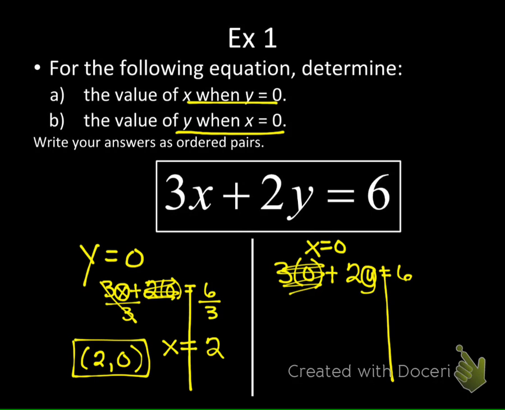Okay, so how do I get the y by itself? Don't you divide both sides by 2? And then when you take 6 divided by 2, you get 3. Okay, so now I need to write this one as an ordered pair. So what did we say x was for this side? 0. And what did my y equal?